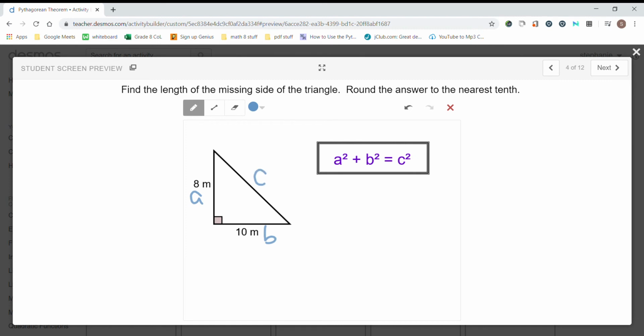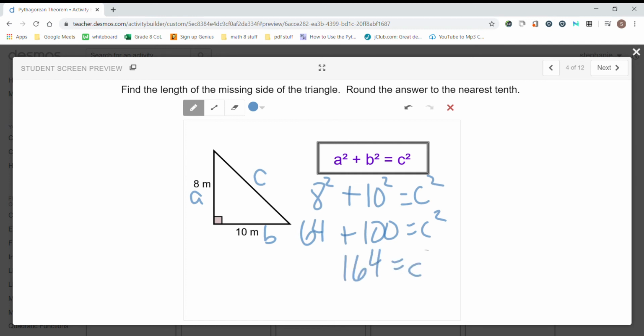A squared, well, we just said was 8. So I'm going to have 8 squared plus 10 squared equals, we don't know what C is, and we're going to solve for that. 8 squared, 8 times 8, 64, plus 10 squared, 10 times 10 is 100, equals C squared. I can simply just add. So I have 64 plus 100, which is 164, equals C squared. I then need to take the square root.